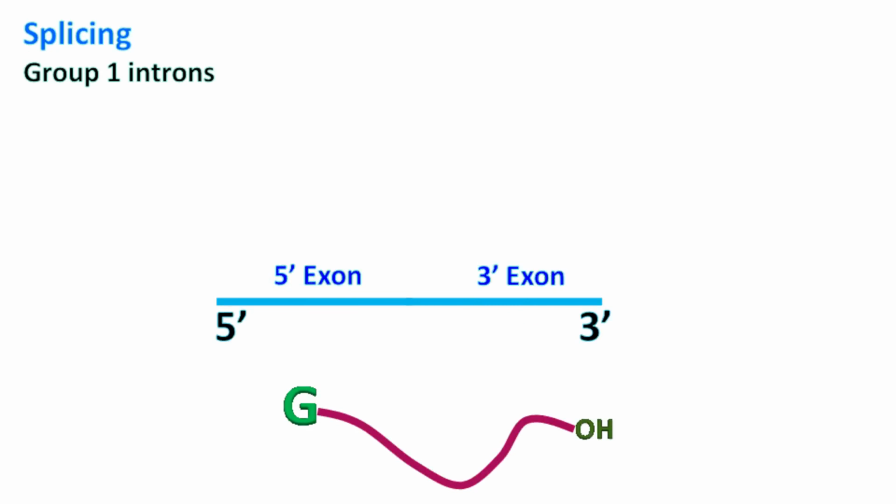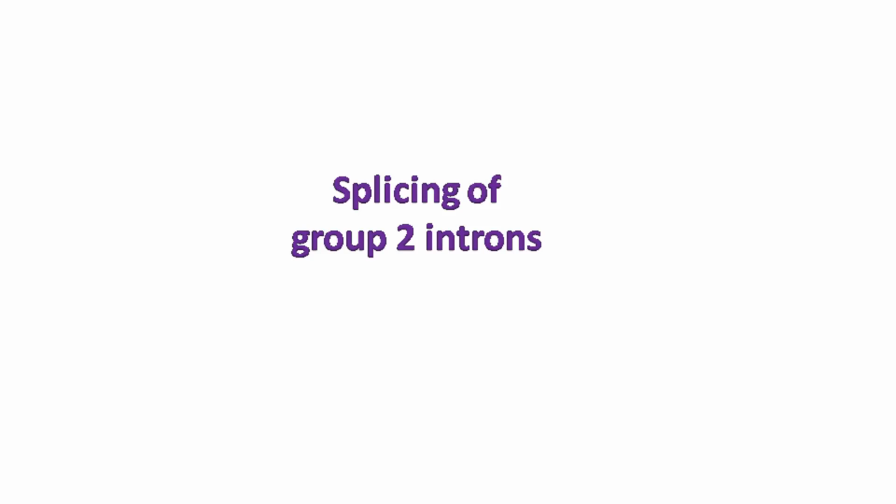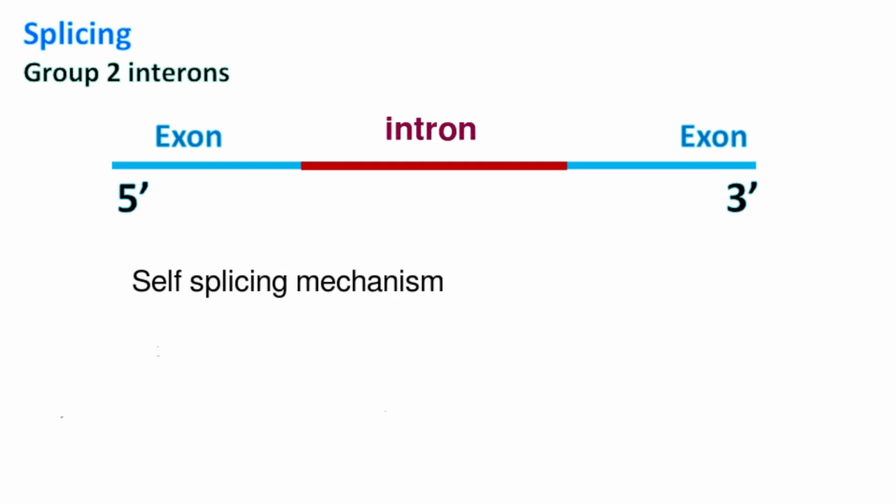This splicing mechanism is also known as the self-splicing mechanism, as no other proteins are involved. Let's see the splicing mechanism of group 2 introns. The splicing of group 2 introns can either occur by a self-splicing mechanism or with the help of other proteins and RNA known as the spliceosome complex.